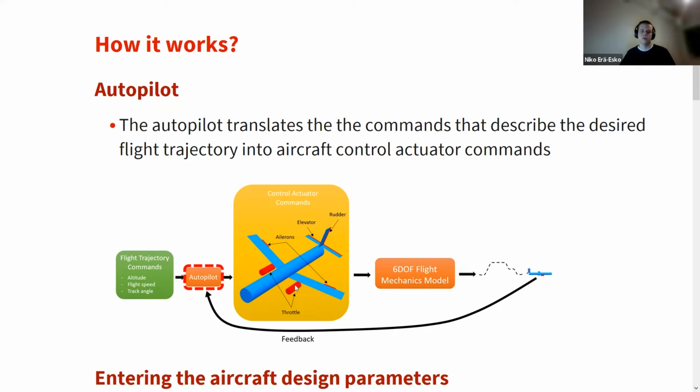the engines to control the velocity, ailerons to control the roll angle, elevator to control the pitch angle, rudder to control the yaw angle. And these are the inputs that then can be entered into the flight mechanics model, and then eventually we get the flight trajectory as the output, and from which we, of course, need to send feedback back again to the autopilot.